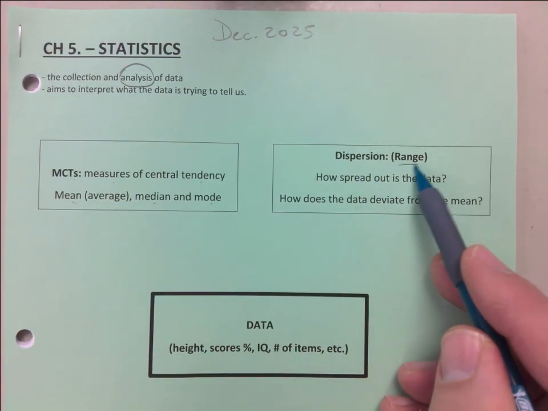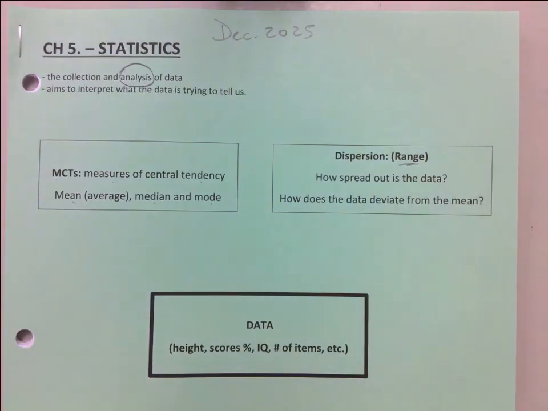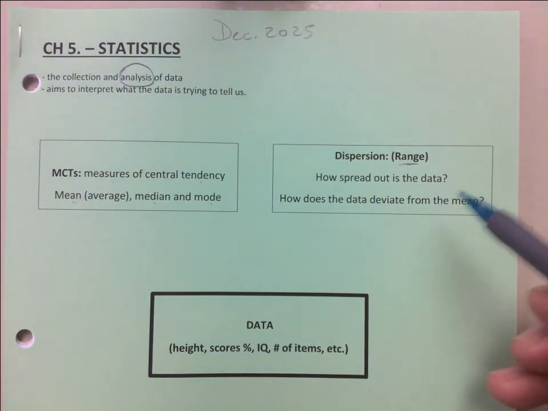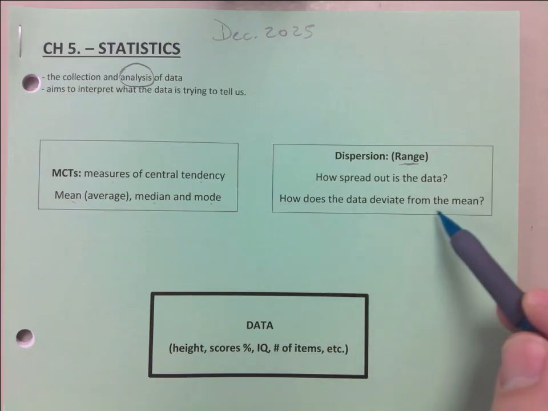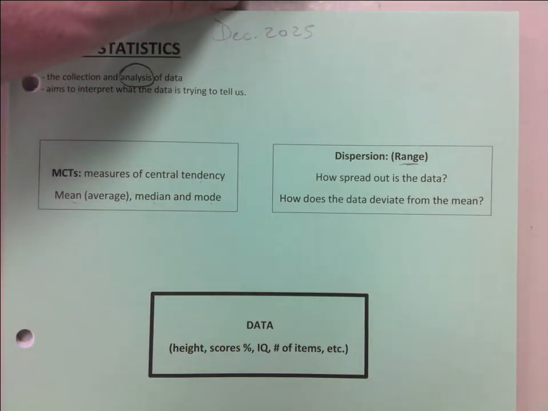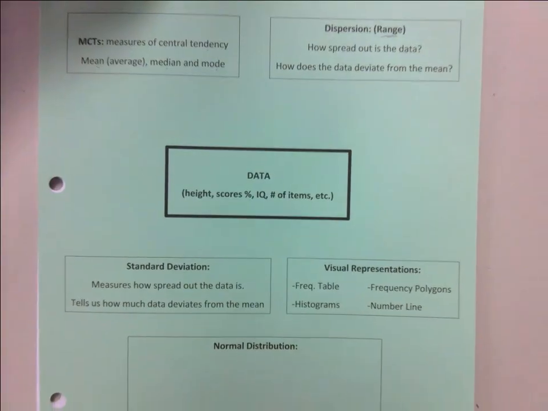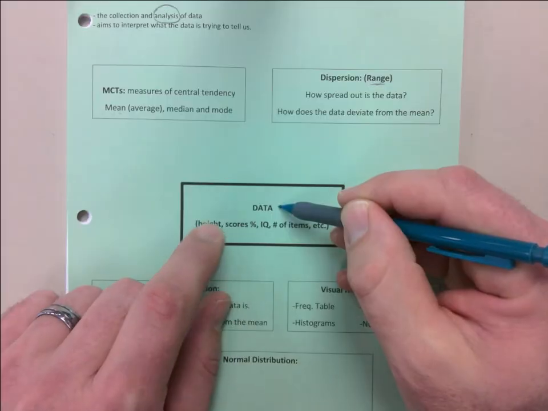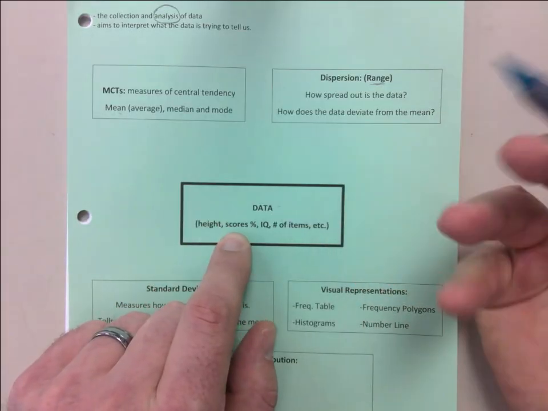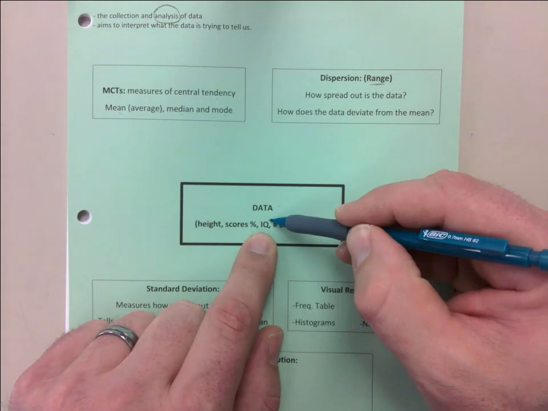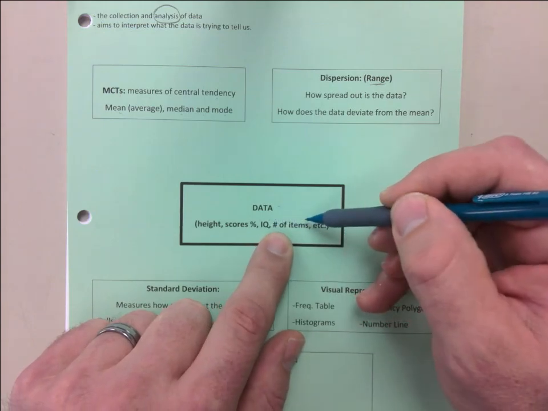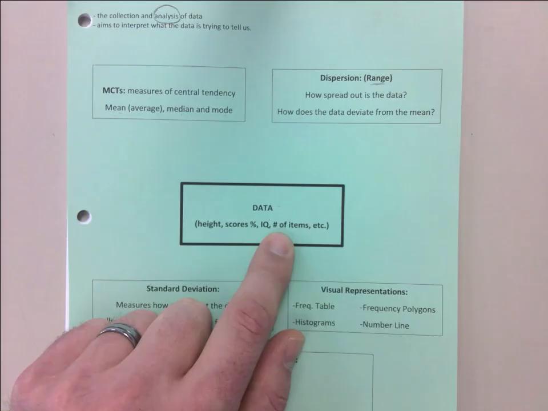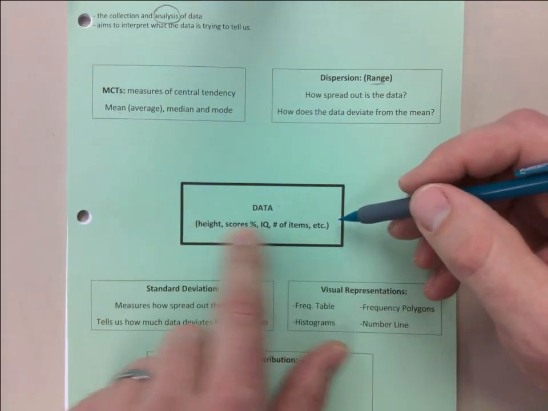Dispersion talks about the range. So we're talking about how widespread our data is. How does it deviate from the mean? Data is always at the center. So our data is going to be height, scores of exams, tests, IQ scores, number of items collected or sold per day, and so forth. It could be anything.